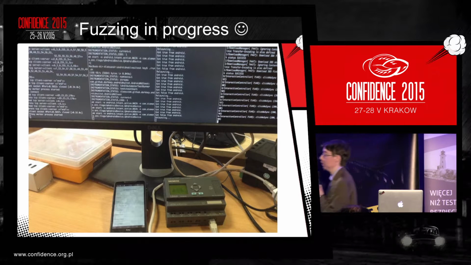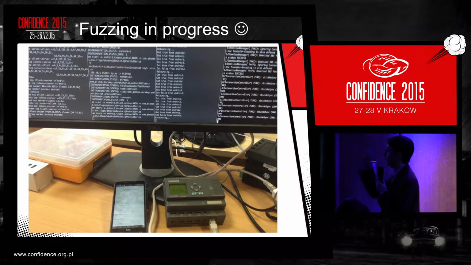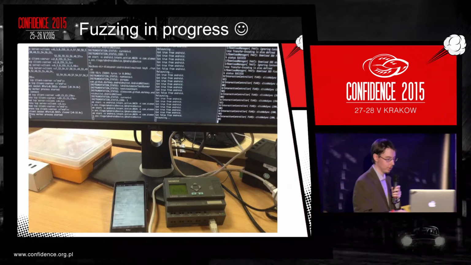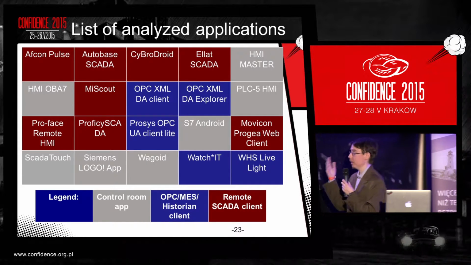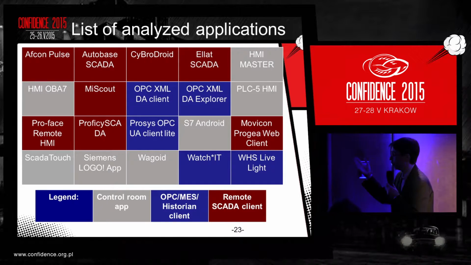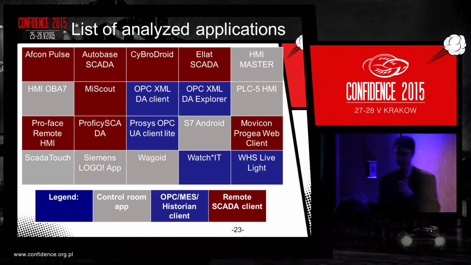So how it looks, the quality isn't very good, but here we are fuzzing the mobile PLC handheld communicator for the Siemens Logo programmable logic controller. In the end, we tested about 20 applications. Here is the list. The applications are of several types: control room applications, mass clients, and remote SCADA clients.